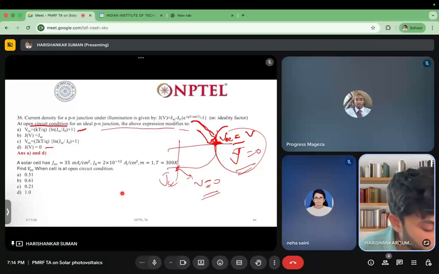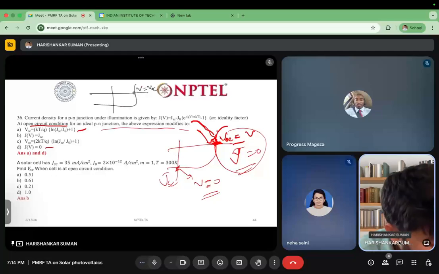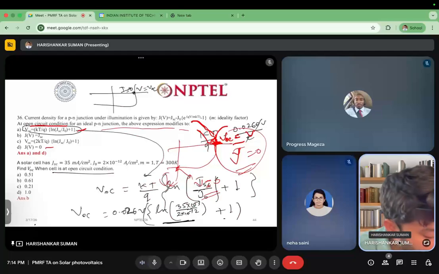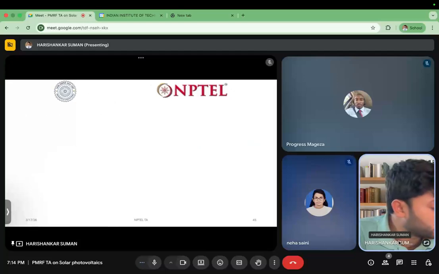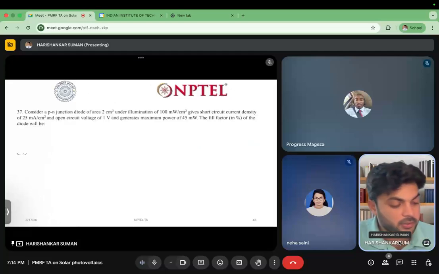Yes, please answer. So the answer will be B. We know the formula VOC equals kT by q. Just put the numbers in this equation. We have already solved this type of question, I think. So let's move forward. This is the next question to you.